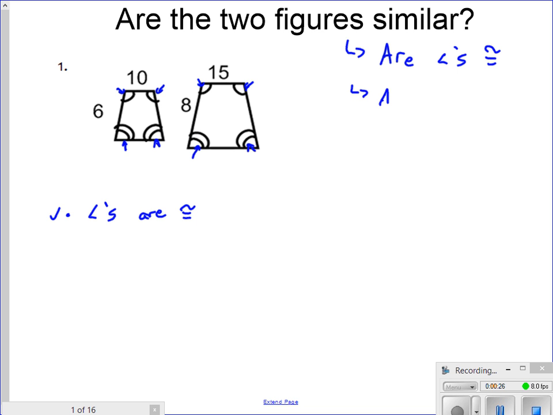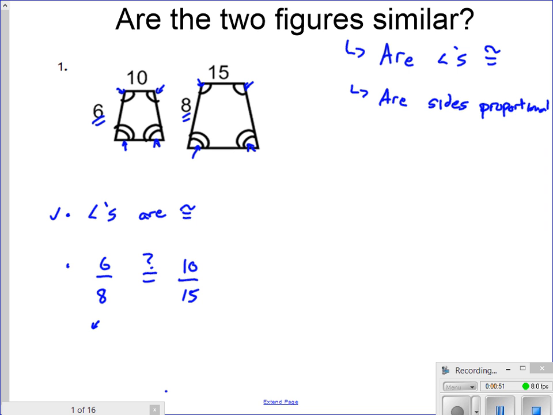And the next thing to look for are the sides. The sides don't have to be congruent, remember, they have to be proportional. Or in other words, the same scale factor has to be used to multiply from one to the other. Way we can check that very quickly is you just make fractions out of the corresponding sides. So, 6 goes with 8, and then 10 goes with 15. And you can either turn these into decimals, or you can simplify the fractions.